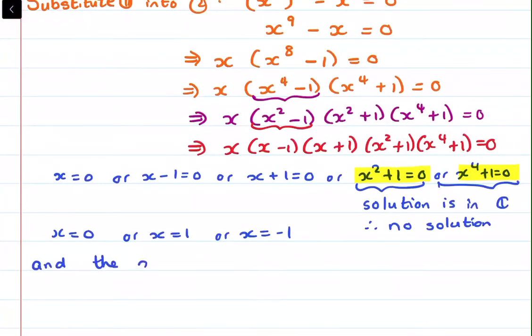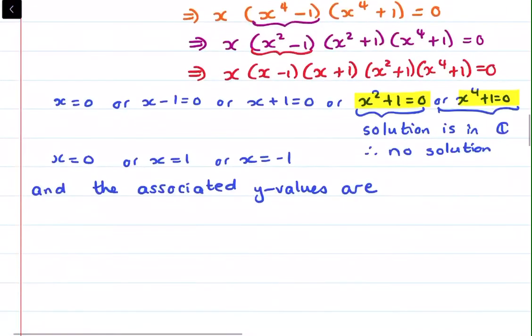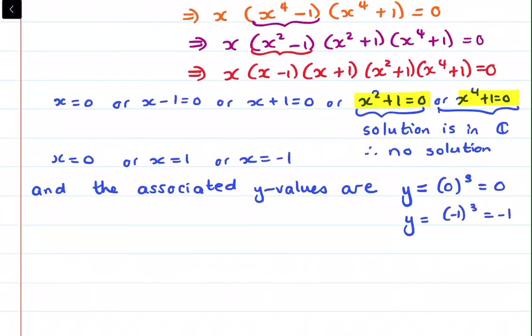Right. So then what are the associated y values? It's up to you whether to find the y value, you substitute in equation 1 or in equation 2. But because I have the x values already, I'm just going to substitute in equation 1 because it says y is equal to x cubed, okay? So y is equal to 0 cubed, so then that gives me 0. And then the next value is minus 1 cubed, that gives minus 1.